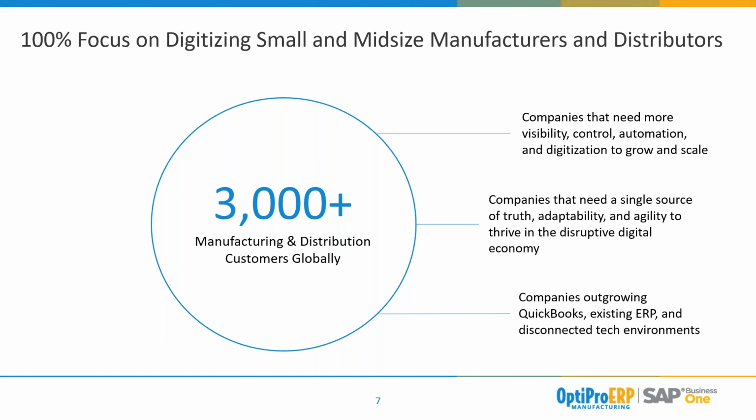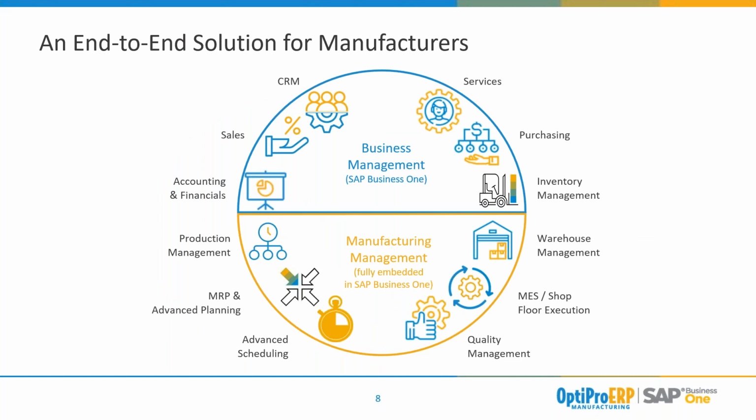So these are the types of needs and challenges we help our 3,000 plus manufacturing and distribution customers meet with our ERP solutions and industry expertise. Now, a bit more about our solution, which George will, of course, show you. We describe our solution as an end-to-end and fully integrated solution for manufacturers and distributors. What we mean by end-to-end is that it covers all aspects of your business and your business functions.